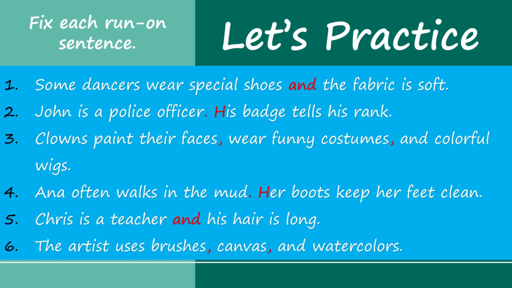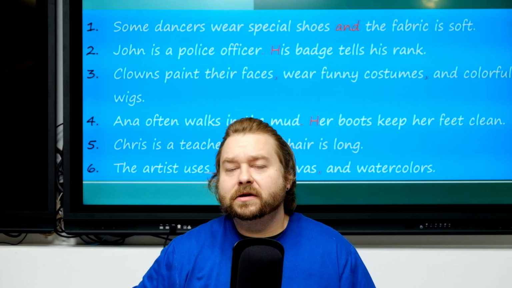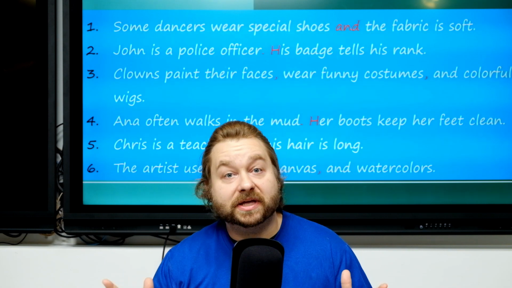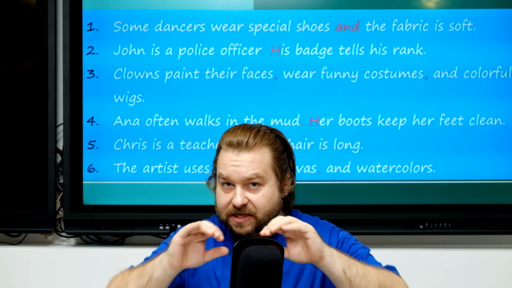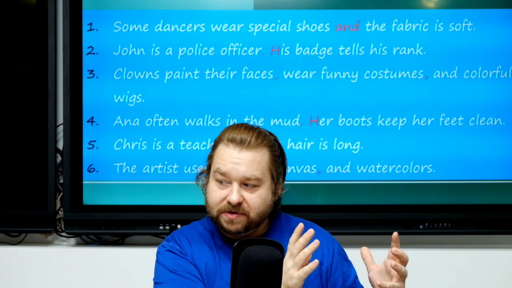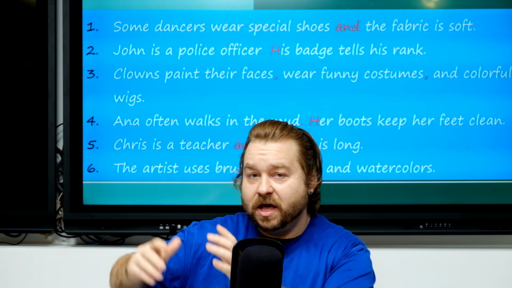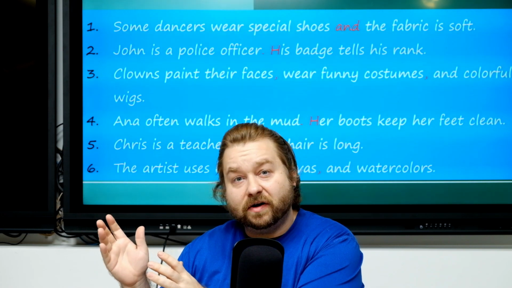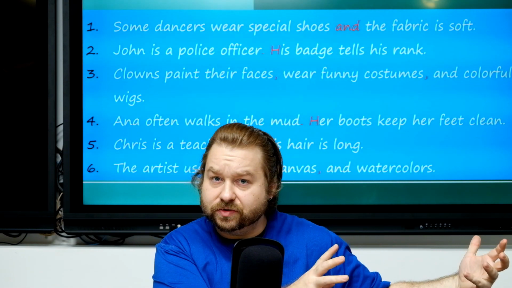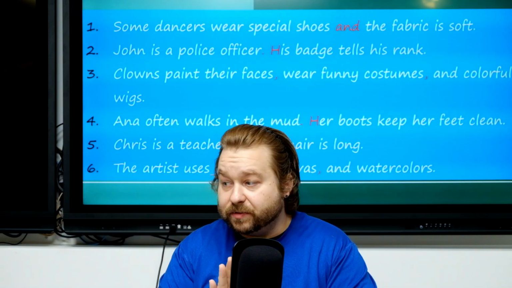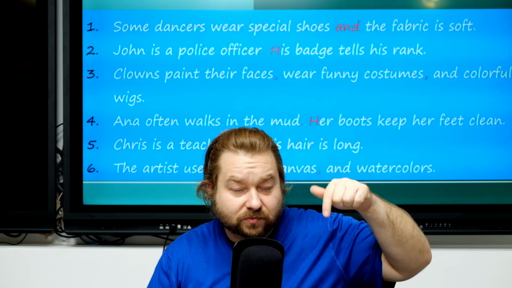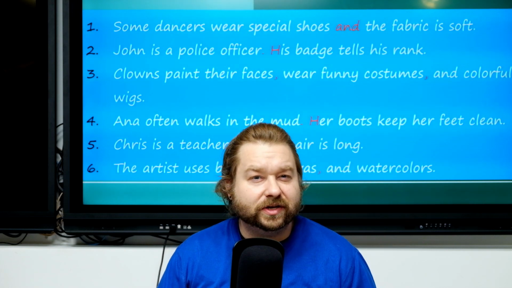Number one. Some dancers wear special shoes and the fabric is soft. Now, we could have put a period here, right? Yes. But you would have to make a big change. If we used a period and separated these two sentences, we would have to add the subject to the second sentence. Some dancers wear special shoes, period. The shoe fabric is soft. See how it's separate, the shoe fabric? Before we were talking about dancers wearing the shoes. But by connecting them with "and," like we did here, it just goes together. Some dancers wear special shoes and the fabric is soft because we're talking about the special shoes still. That's still understood.